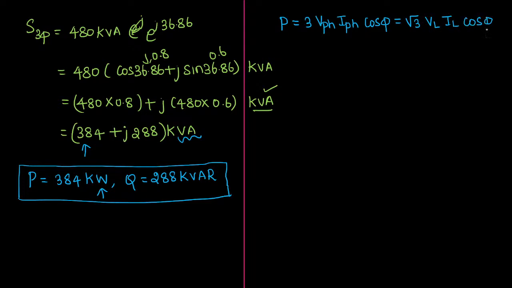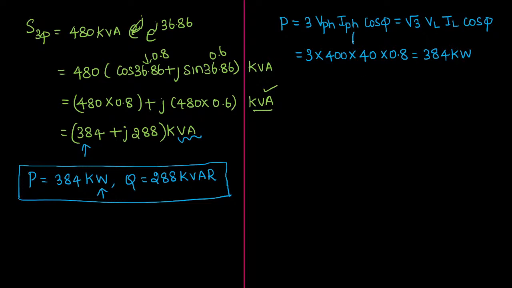Both will give you the same answer only. Now here let me prove it. 3 times the per phase voltage, which is 400, into the per phase current, which is 40 ampere, into the power factor we have calculated, 0.8. If you multiply these three values, you will come up with once again the same 384 kilowatt only.